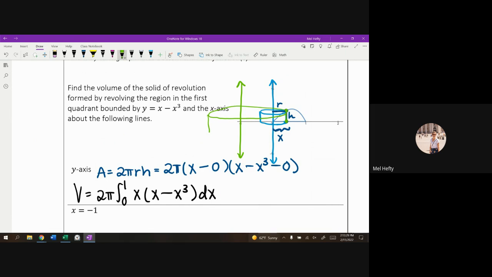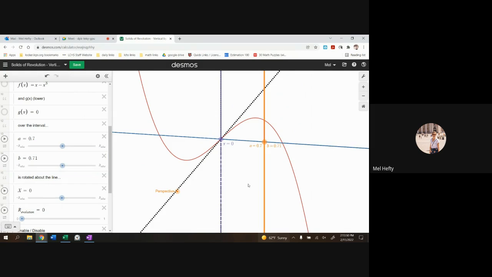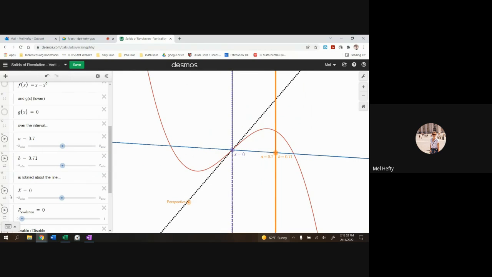Wait, we don't count negatives though, right? So I can put my axis in the negative area. Let's not rely on my drawings. Let's rely on Desmos. All right, so here is rotate around x equals 0. Here's a representative shell. So I can make it bigger.